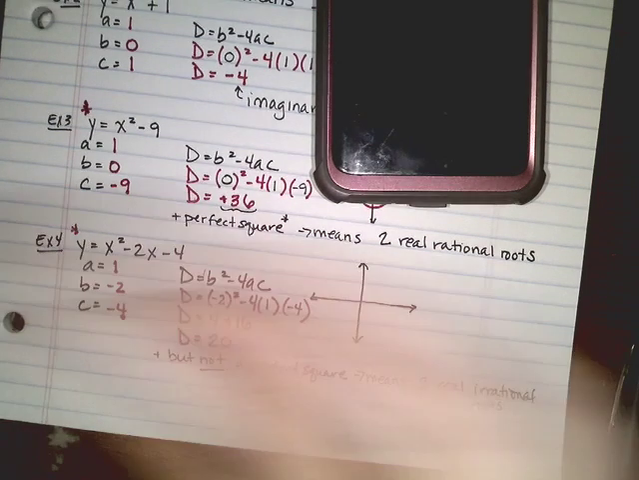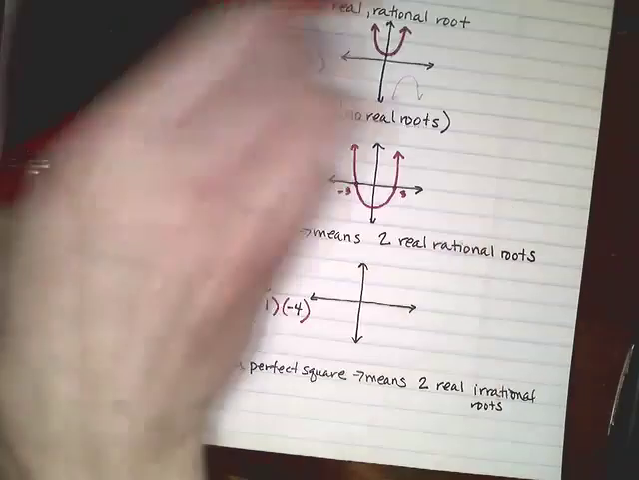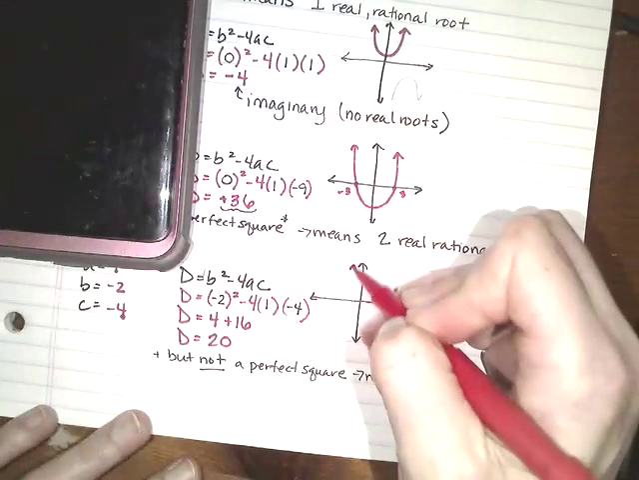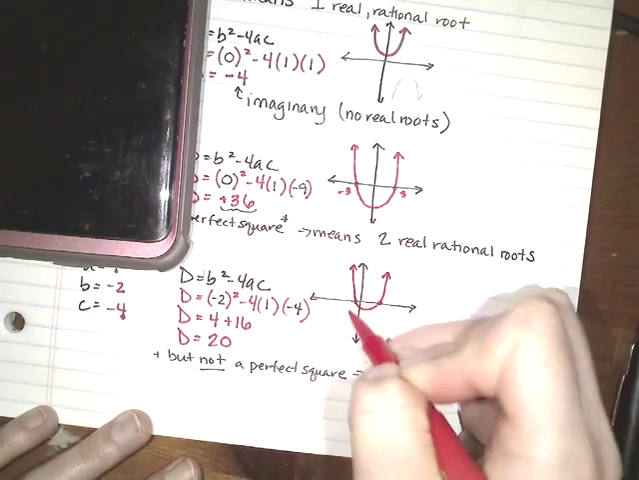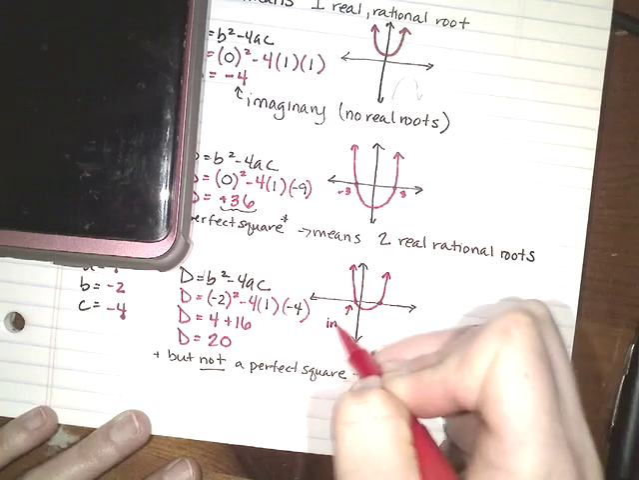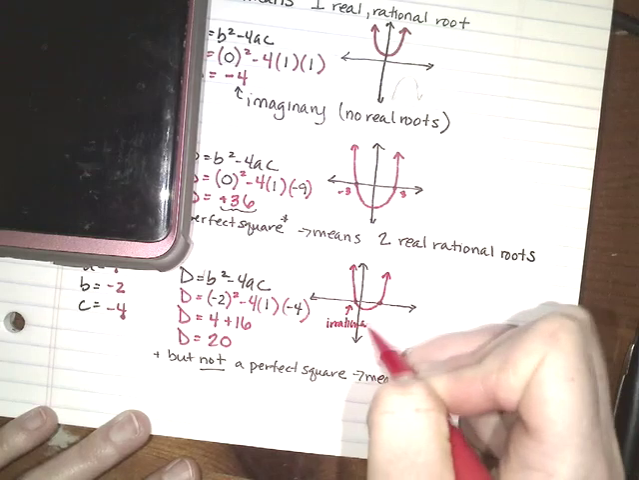Okay? 2 real irrational roots. And what does the graph look like? Well, it looks something like this, where it does hit, but at an irrational spot.